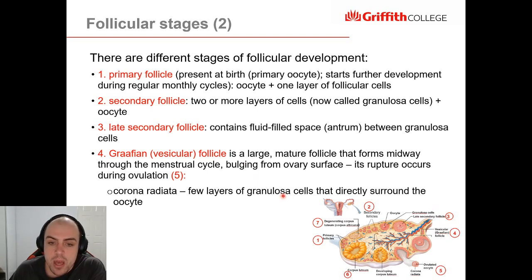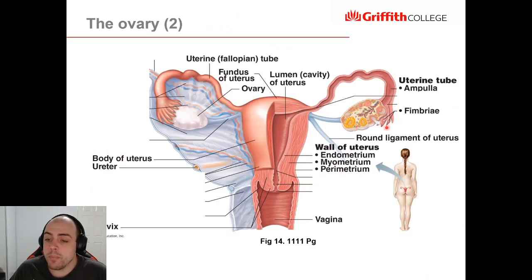So we've got the late secondary follicle, then it's going to come over to the vesicular follicle, okay? And this is essentially a nearly fully matured follicle. Now, what is then going to happen is that it begins to bulge on the outermost part of the ovary here. And sort of midway through the menstrual cycle, it's going to essentially rupture. And the now ovulated oocyte is going to be released from the ovary. And it is this ovulated oocyte that is being scooped up by these fimbriae and moved up the uterine tube here.